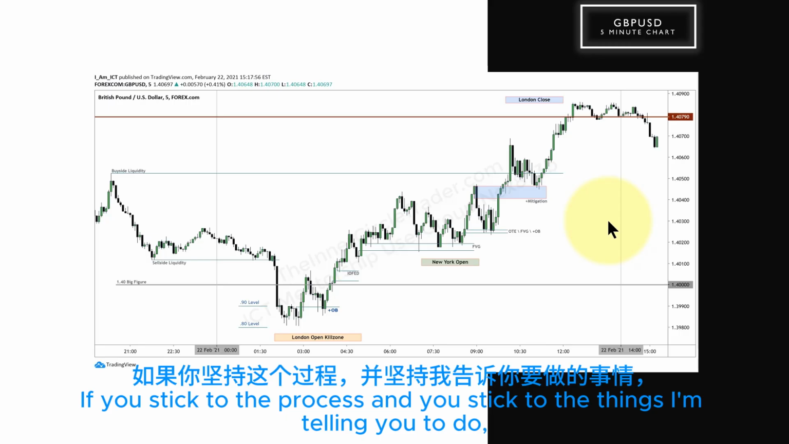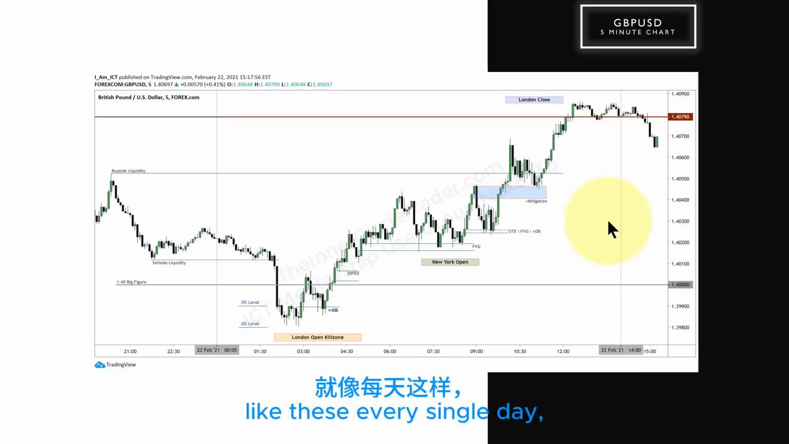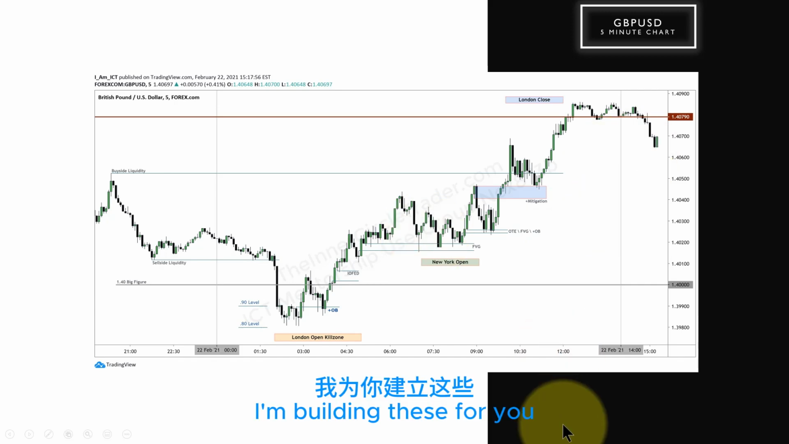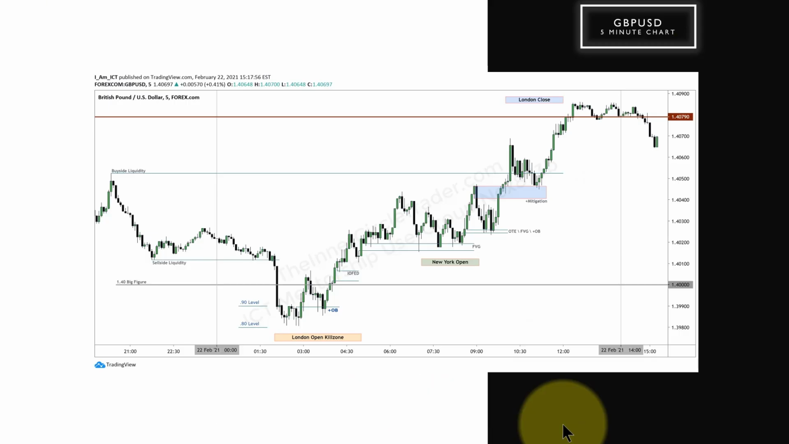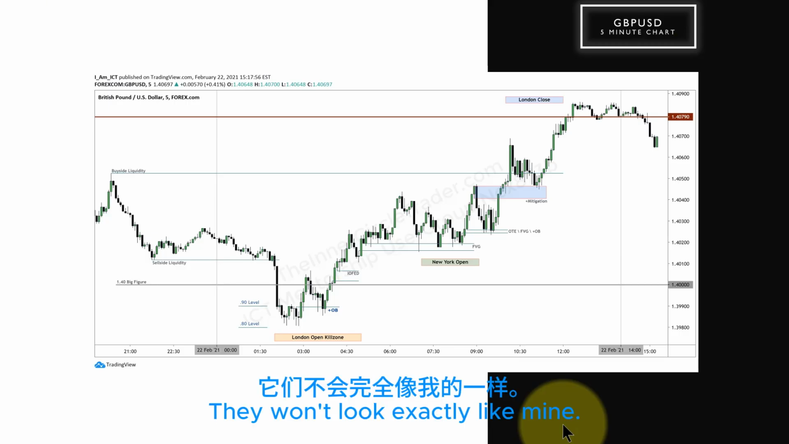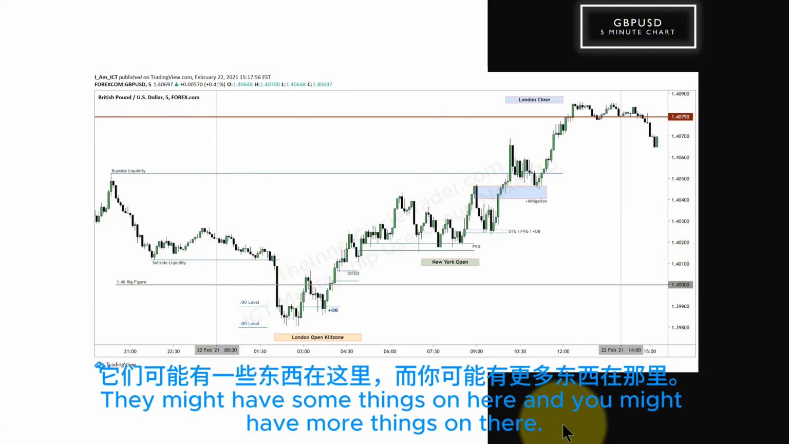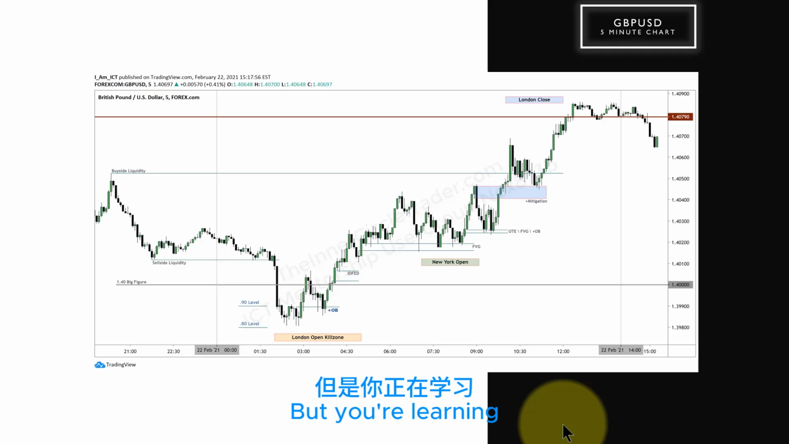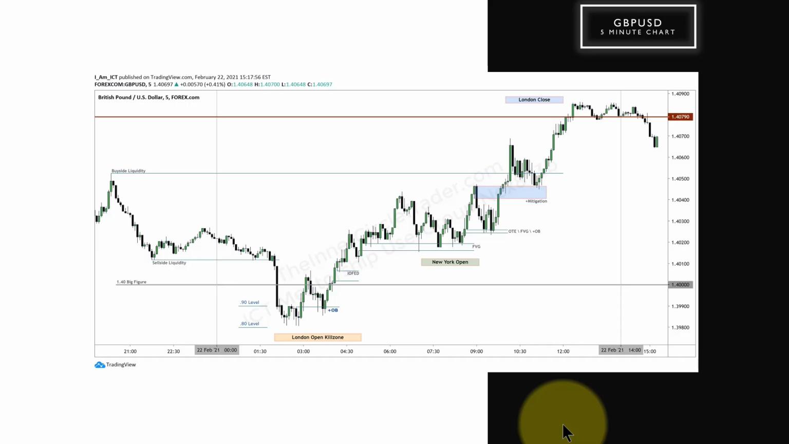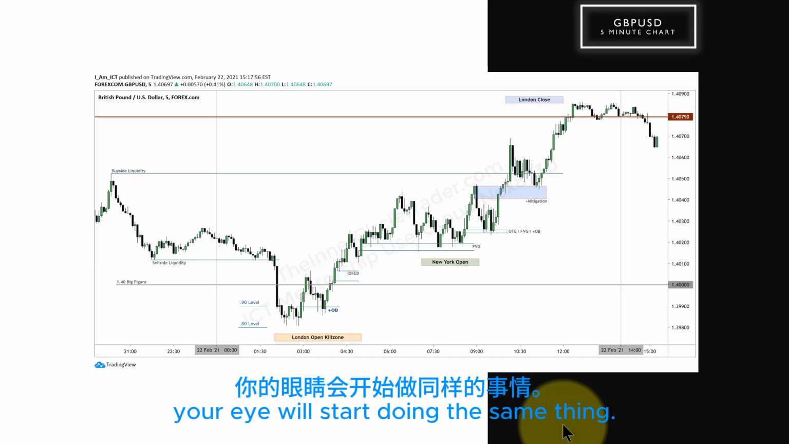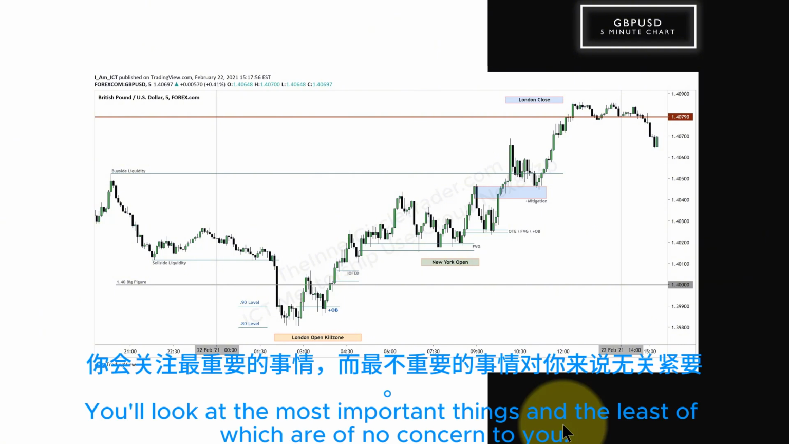If you stick to the process and you stick to the things I'm telling you to do, like these, every single day, I'm building these for you in comparison. Your charts may not identify like mine do. They won't look exactly like mine. They might have some things on here, and you might have more things on there, okay? But you're learning what I'm pulling out of price that is important. And the things that are not of real significance, I'm not referring to. Over time, your eye will start doing the same thing. You'll look at the most important things, and the least of which are of no concern to you.